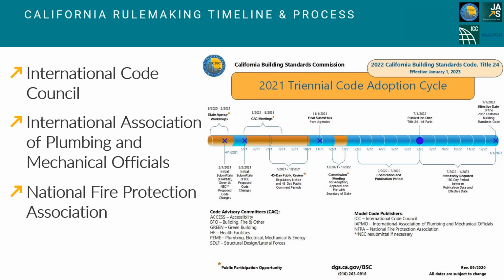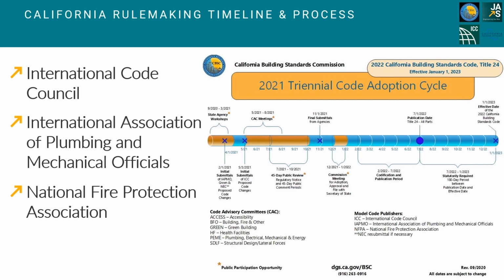So many of the Title 24 parts incorporate the model code language, and state agencies are authorized to make amendments. Parts 2, 2.5, 9, and 10 utilize the International Code Council's model codes. Part 3 incorporates the National Fire Protection Association's National Electrical Code, which is NFPA 70. And Parts 4 and 5 incorporate the International Association of Plumbing and Mechanical Officials, Uniform Mechanical and Plumbing Codes, respectively.